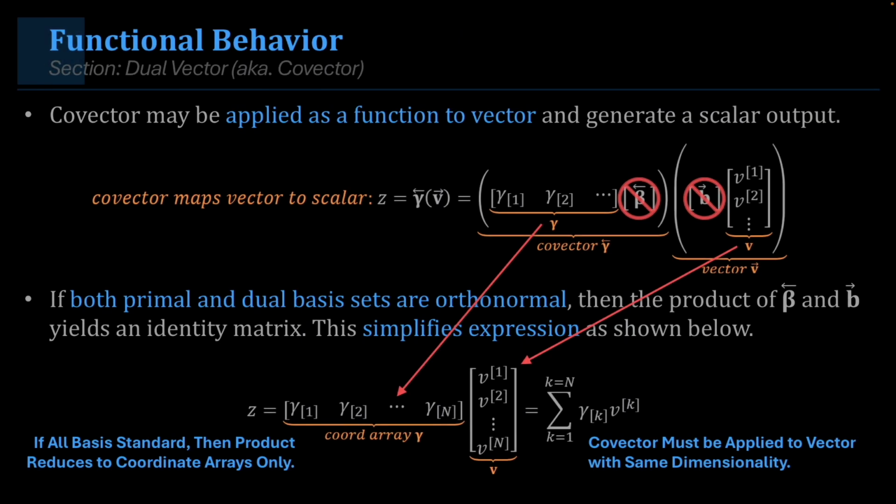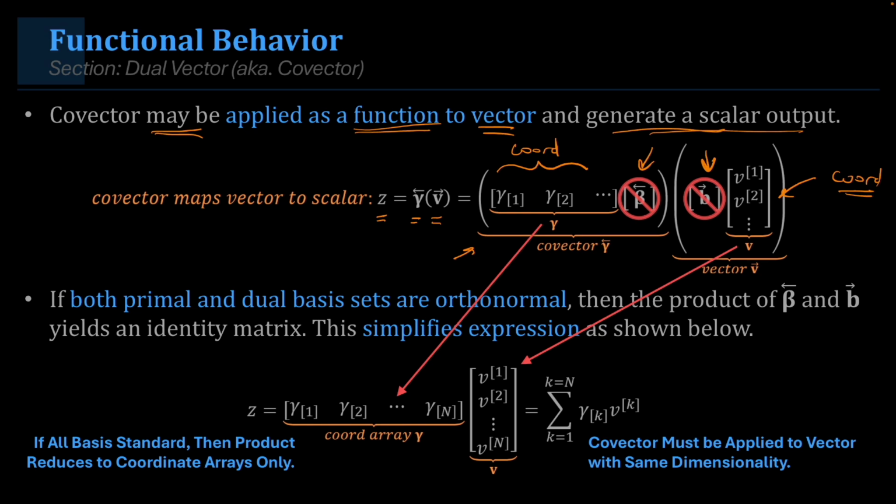All right. Now, the covector may be applied as a function or mapping to a vector, and as such it will generate a scalar value. So here we have some scalar value z. It's equal to the covector times a vector. Now let's break that down. Over here you can see we expand that. So we have the set of coordinates, we also have the set of coordinates, and then we have two different base sets.